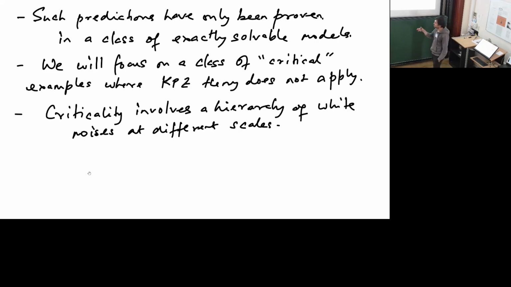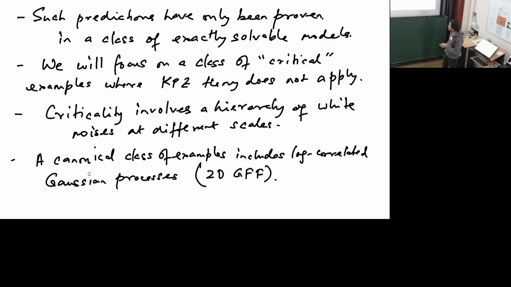We'll slowly move into a precise setting, but roughly what you should keep in mind is that you're going to look at models where the underlying disorder has some sort of hierarchical decomposition into different scales, much as what you see in things like the Gaussian Free Field. A canonical class of examples includes the log-correlated Gaussian processes like the two-dimensional Gaussian Free Field.